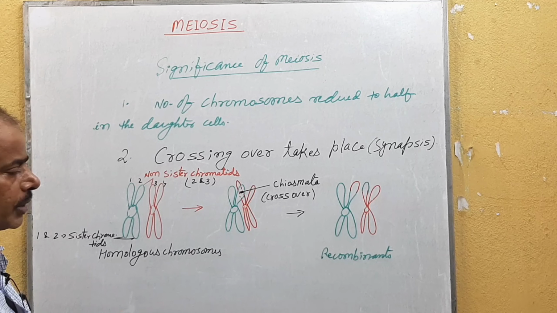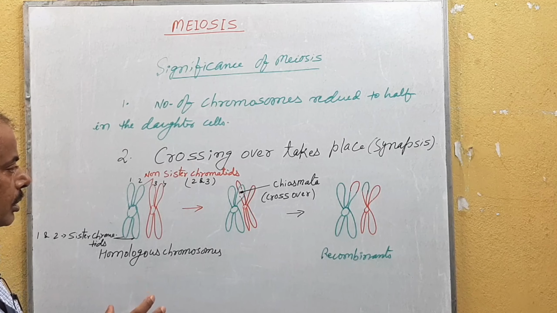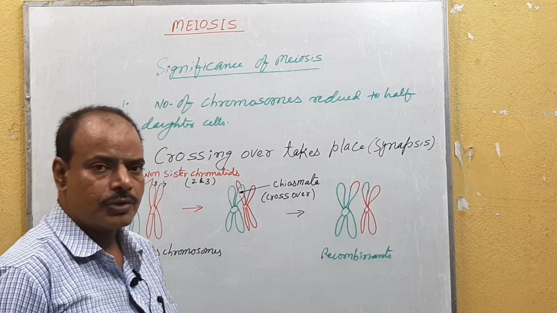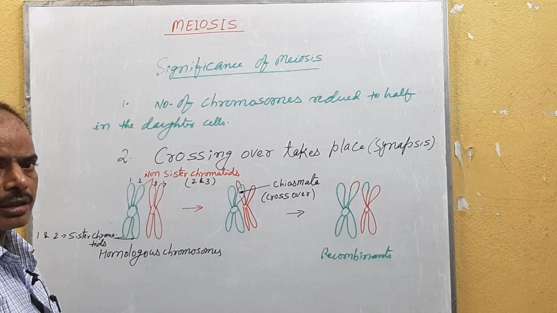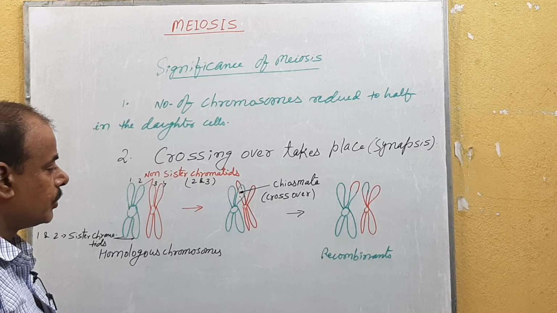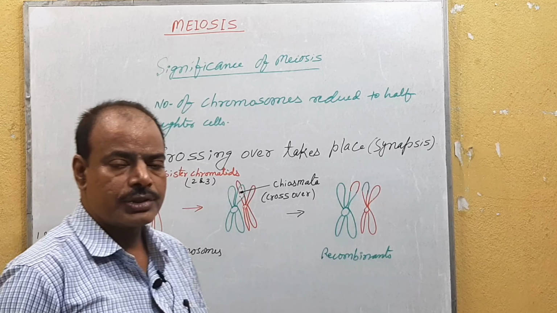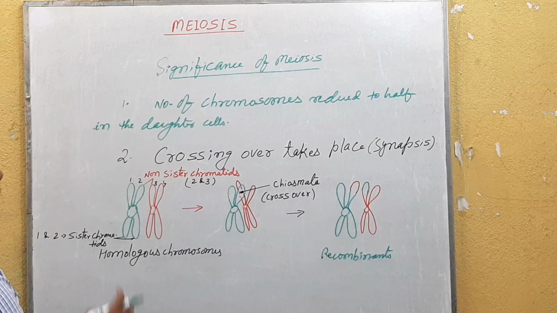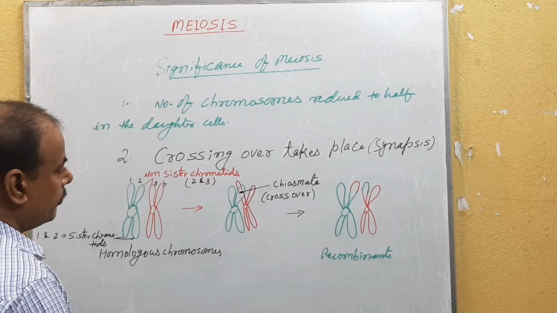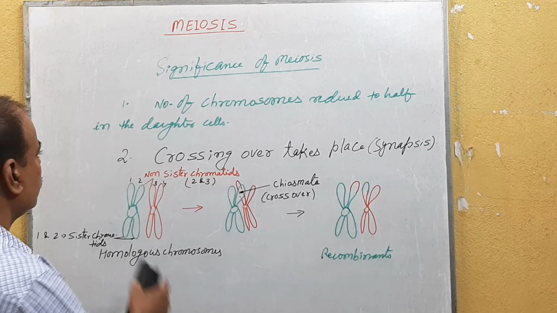It does not take place in mitosis cell division, it only takes place in meiosis cell division, and therefore meiosis cell division is better than mitosis cell division because it causes variation, whereas mitosis cell division does not cause any variation. So it is a very important significance of meiosis cell division.